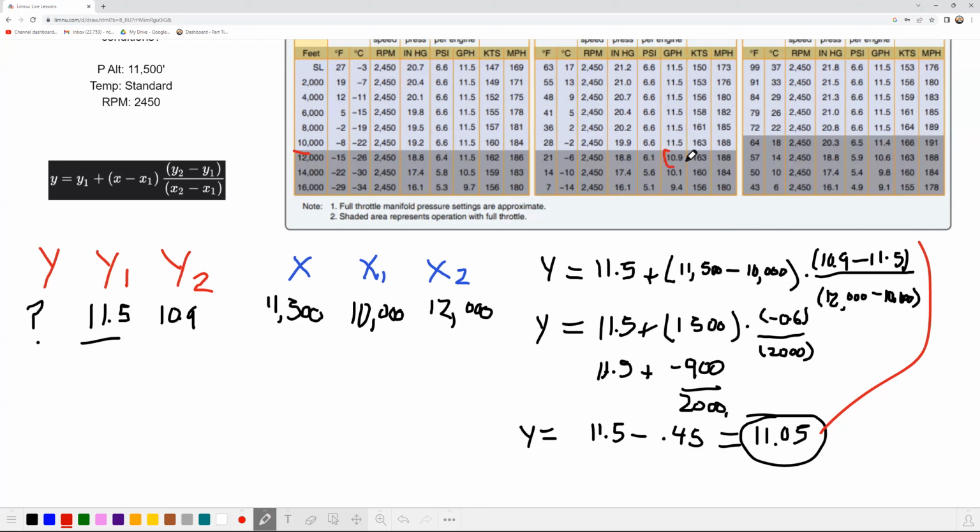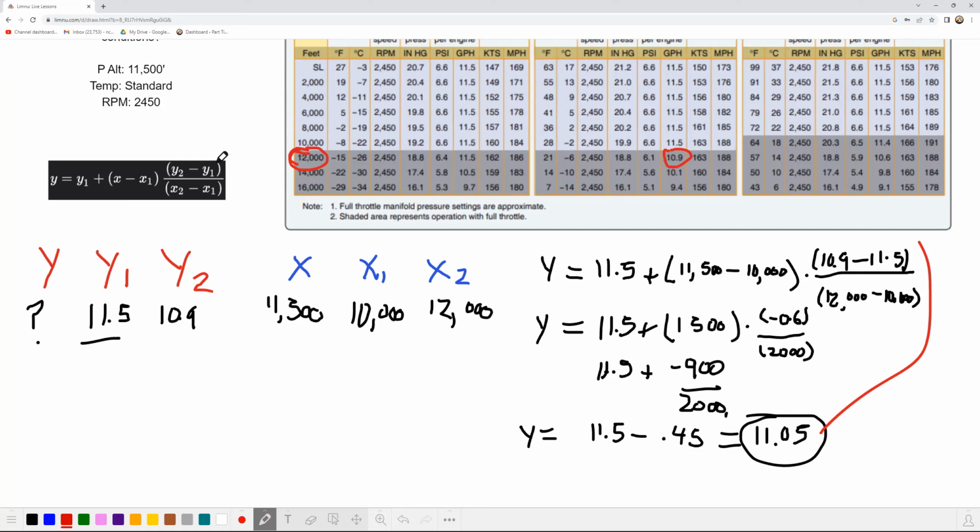So 11.05, is it closer to 11.5 or 10.9? It should be closer to 10.9 because, again, 11,500 is closer to 12,000. And it's right. 11.05 is real close to 10.9. So that makes sense to us. If it didn't make sense, then we might think, oh, maybe we made some errors in our calculations. Yes, there is a faster way to do this, and that's what I did on the last problem.